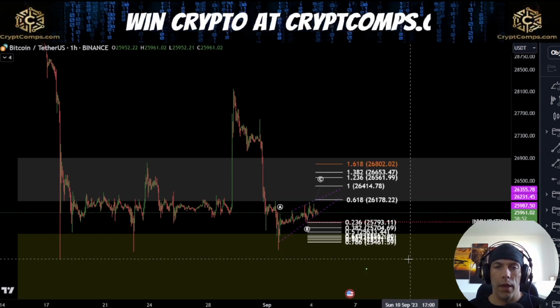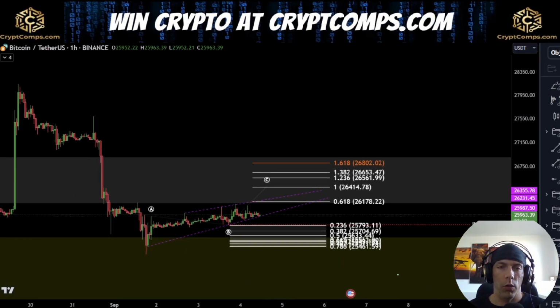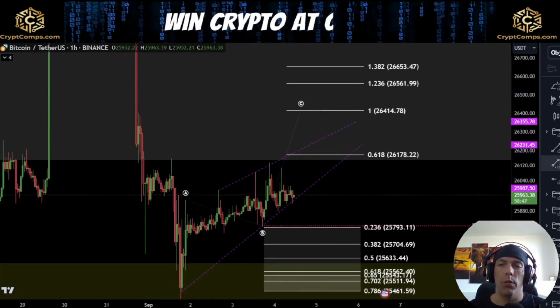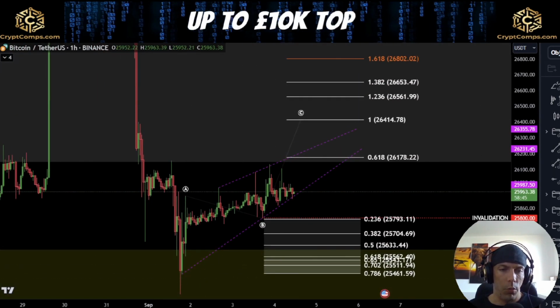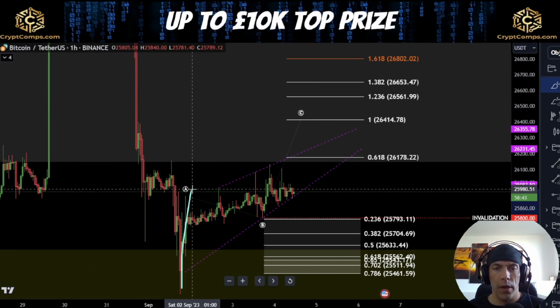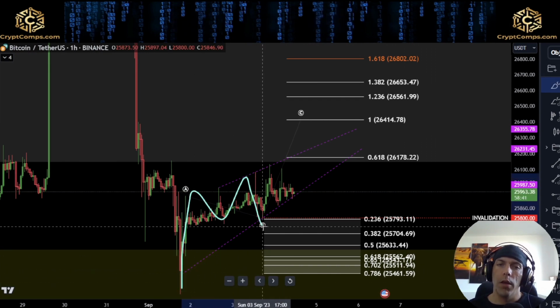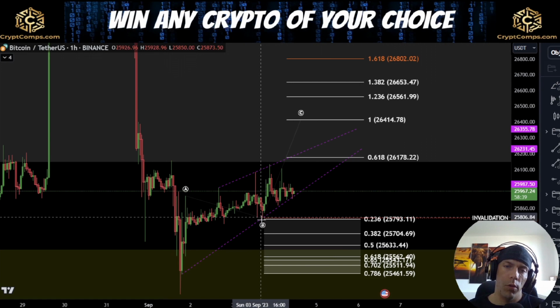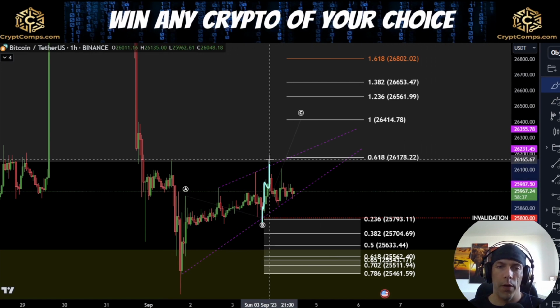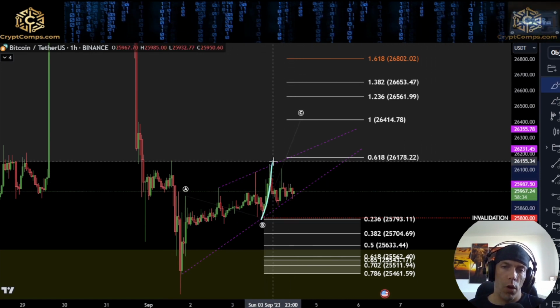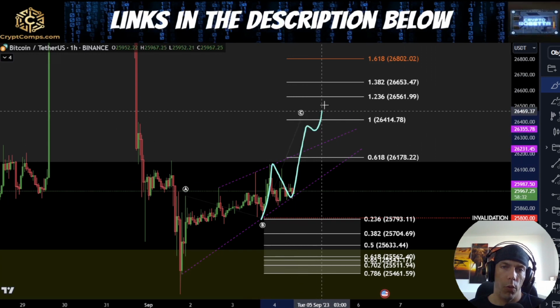Now, if we are looking at that idea, what we could see is something along these lines. Within this idea here, what I'm looking for is the fact that we could have this as our A wave over here. This is a B wave. Now, in this area here, what we do have is 1, 2, 3, 4, 5. So this could actually become 1, 2, and then we could see 3, 4, and a 5 to the upside.